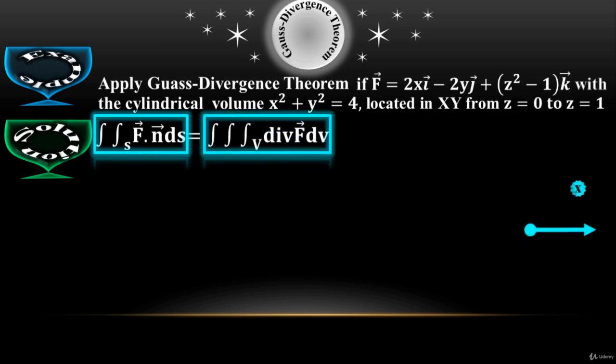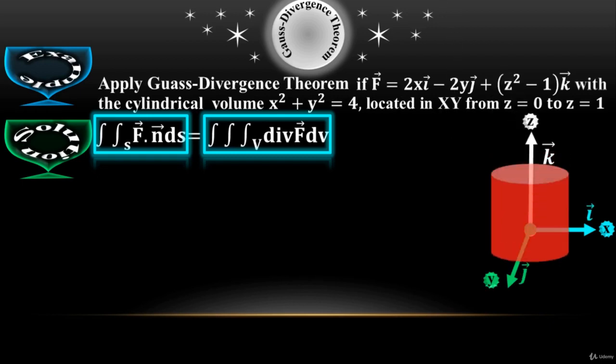Let me draw the xyz plane and let me put the cylindrical volume. This is my cylindrical volume which lies in the xy plane, because the question asks that the cylindrical volume lies in the xy plane where z equals 0 to z equals 1. So let me apply the Gauss Divergence Theorem where I'm going to find the right hand side. Just ignore the left hand side, I don't need to calculate it. I will only calculate the right hand side, which is the volume integration.